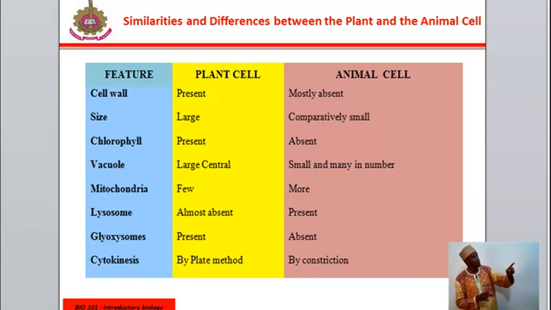Vacuole is large in the plant cell, it is small in the animal cell. Mitochondria, we have more of it in the animal cell than the plant cell. Lysosome is almost absent in the plant cell, but we have more of it in the animal cell. Glyoxysome is present in the plant cell. It is not present in the animal cell. Cytokinesis is a process under cell division whereby the cell is divided into two by formation of a cell plate. This happens in the plant cell, but in the animal cell there is constriction of the cell membrane because the cell membrane is flexible as compared to the plant cell.